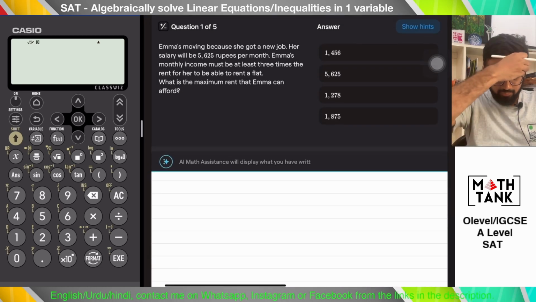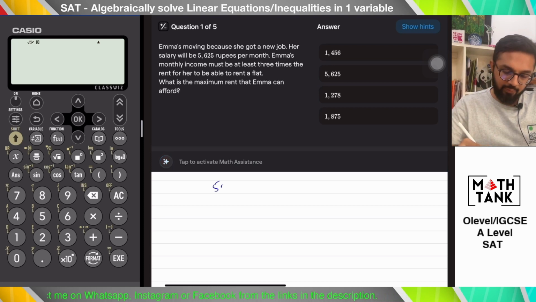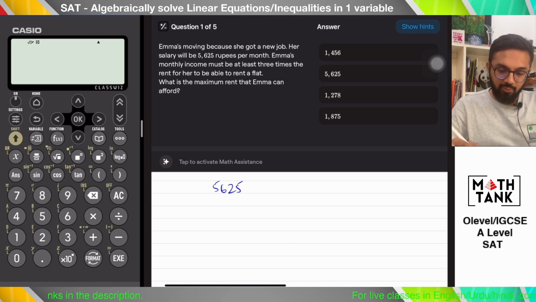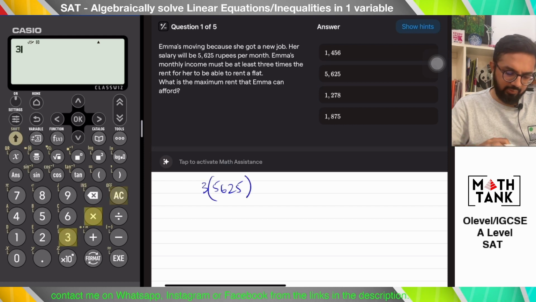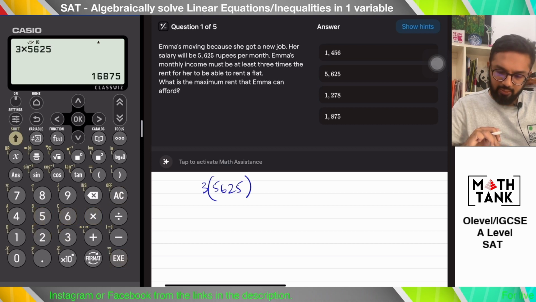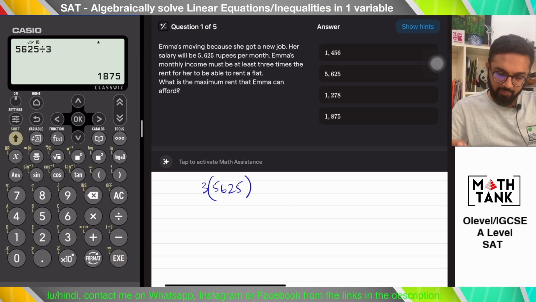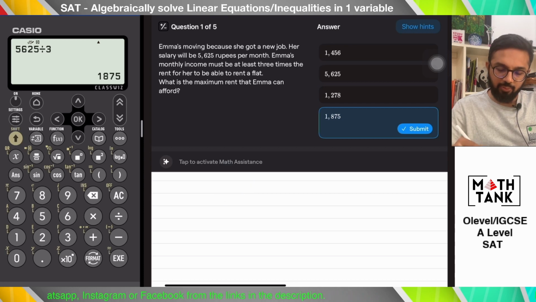Okay, Emma is moving because she got a new job. Her salary will be 5625 rupees per month. Emma's monthly income must be at least 3 times the rent for her to be able to rent a flat. What is the maximum rent she can afford? I think that looks like a simple question. Monthly income must be at least 3 times the rent. Divide by 3. So her rent could be a maximum of 1875 for her to move. This has to be divided, not multiplied.